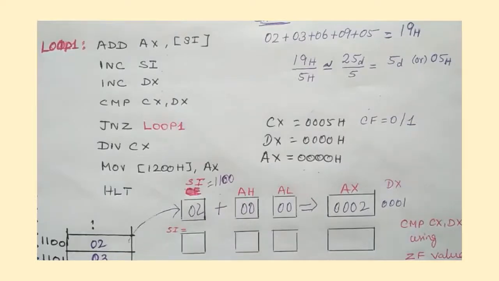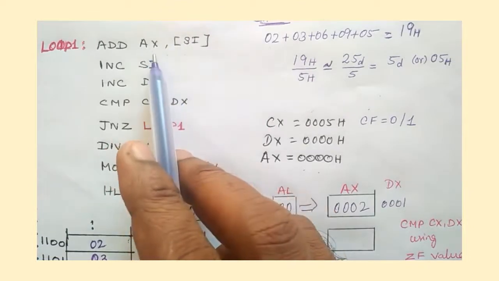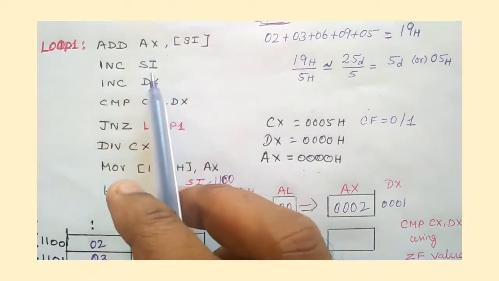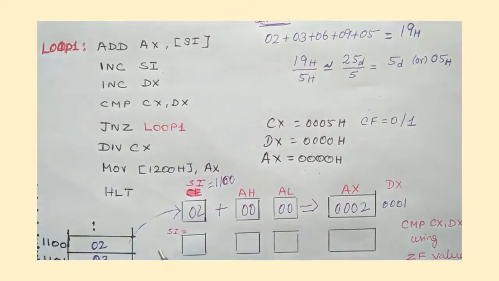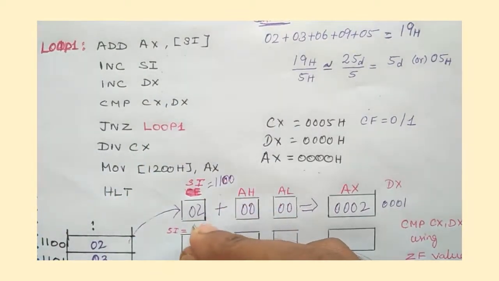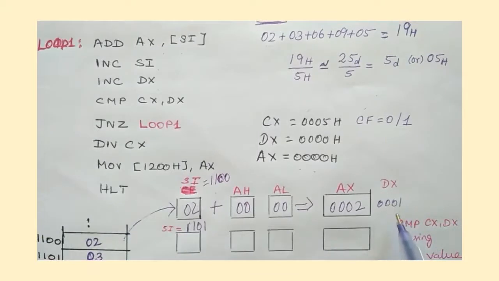Now we come to the next iteration. First we have to add the content of SI with the AX. The result is stored in AX. Then I am incrementing SI as well as DX. So SI is incremented here. The next value is nothing but 1, 1, 0, 1. The incrementation of DX reflects here 0, 0, 0, 1.